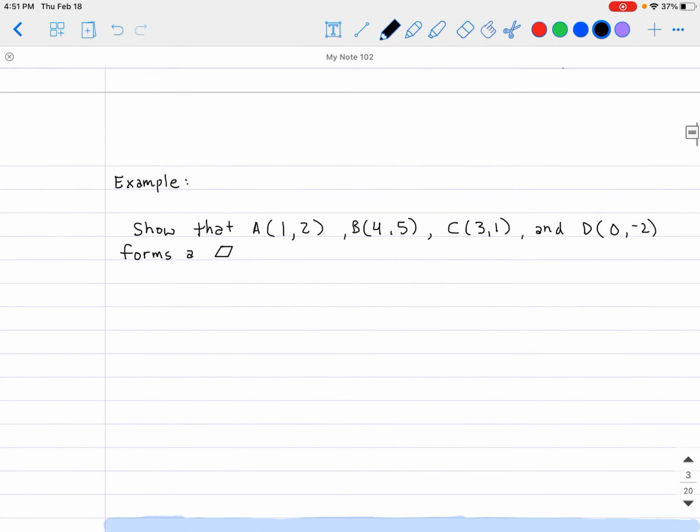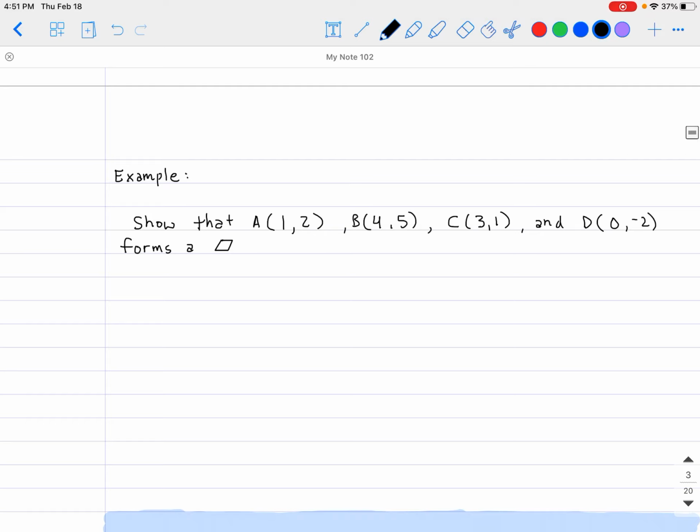Okay, here it is. The example: I want to show that if I have these 4 points right here, these 4 points would form a parallelogram. Now, one thing we can do is draw out a generic picture just to see exactly what's happening. But we're going to do a proof of this using what we're dealing with in terms of slopes.